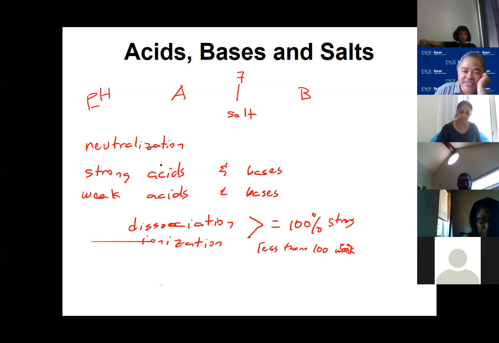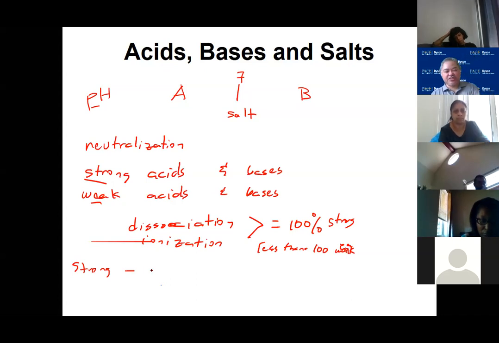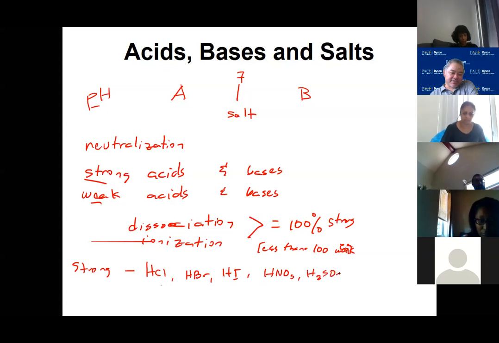Usually it's easier to determine which are the strong ones, because if it's not strong, it is weak. So the strong acids that you have, usually you have 7 or 6 in some books. You have HCl, HBr, HI, and then the oxo acids: nitric acid, sulfuric acid, and perchloric acid. Now the 7th one in some books is chloric acid. Anything that's not there is weak.